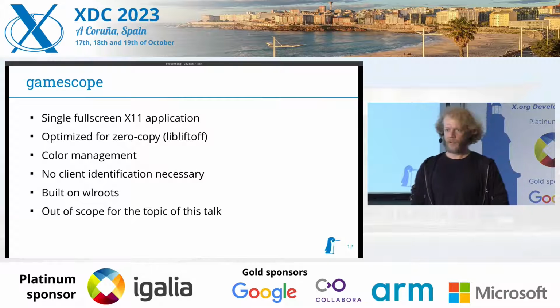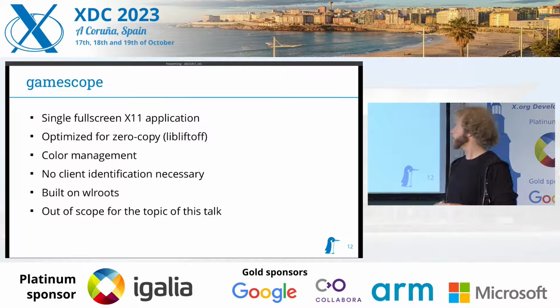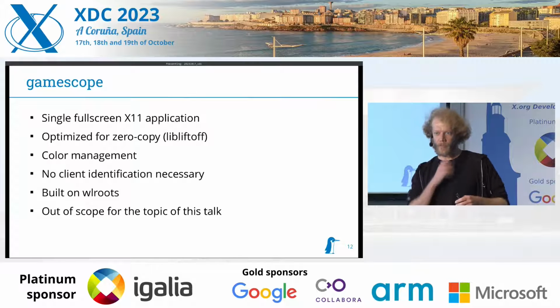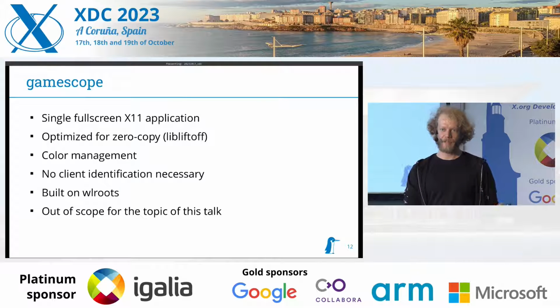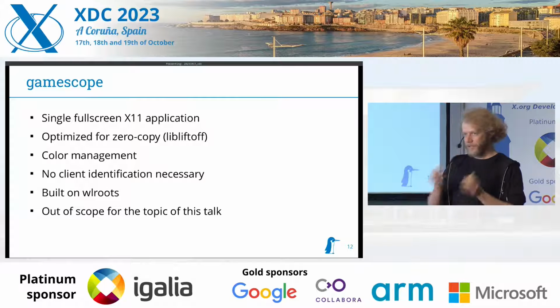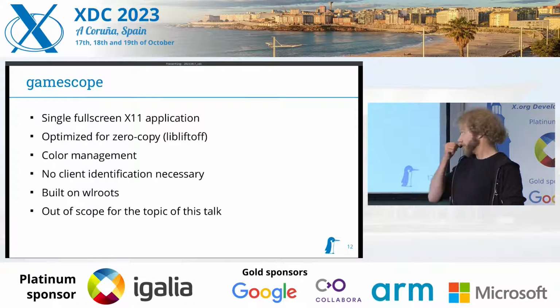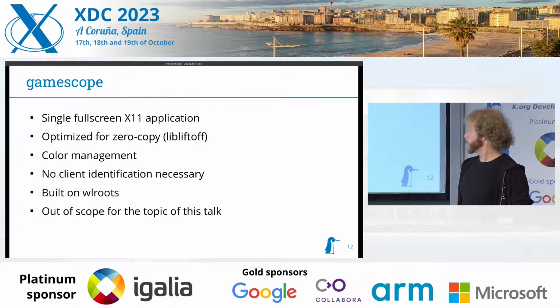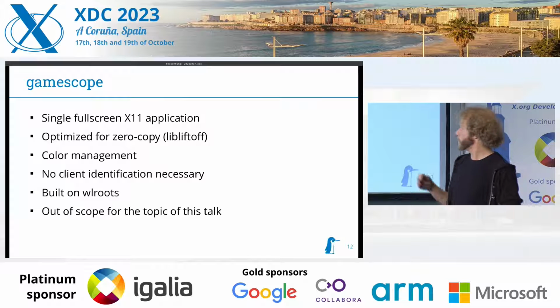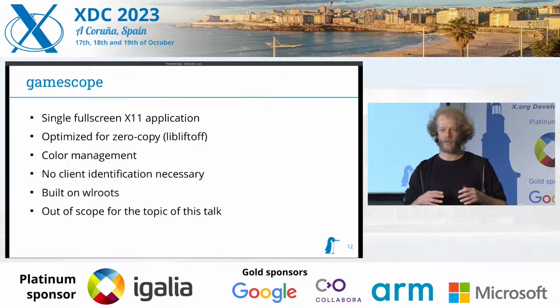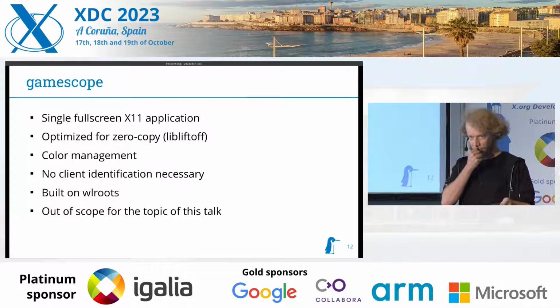Then there is gamescope, which is for a single application full screen using X11 applications. It's optimized for zero copy using libliftoff, which you usually also want in your embedded application for making use of the DRM planes. It has color management support. You also usually want that in your embedded system. It doesn't need client identification. It's built on wlroots, but it's kind of out of scope for this talk because you don't have window management in gamescope because it's a single application.